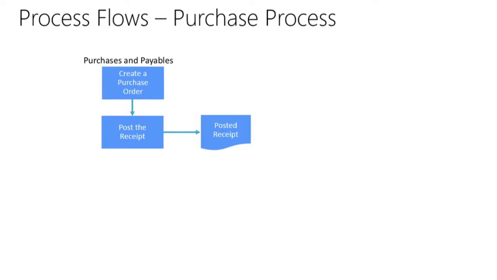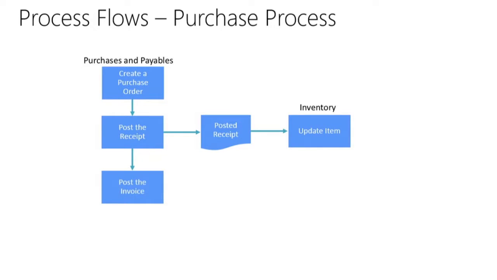From then on, once the information and the goods have arrived in our company in the system, we are ready to update the inventory for the items that we have purchased. Once the inventory of the item has been updated, we are ready to create the posted invoice. And based on that invoice, we are, of course, ready to start to create a payment for our vendor.